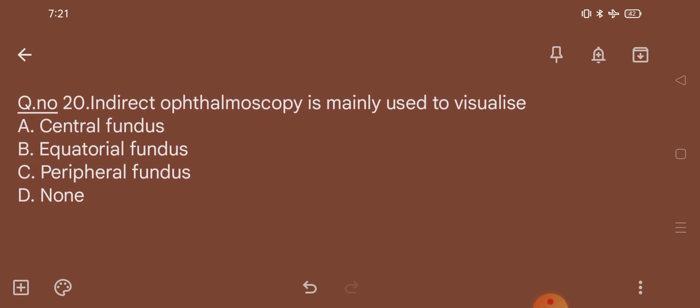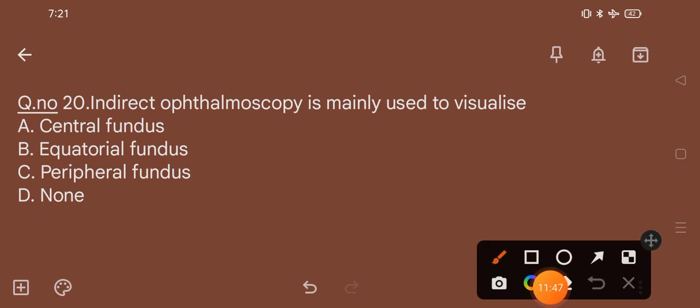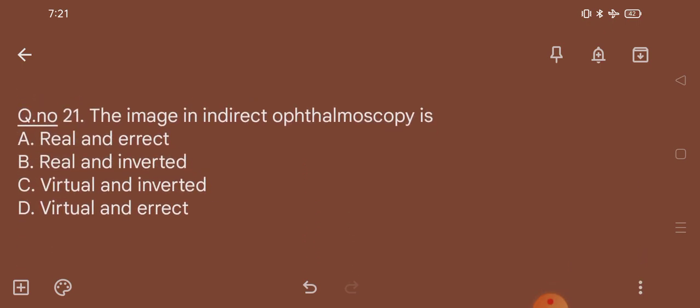Question number 20: indirect ophthalmoscopy is mainly used to visualize option A central fundus, option B equatorial fundus, option C peripheral fundus, option D none. Indirect ophthalmoscopy we usually use to see the peripheral fundus. So option C is correct.